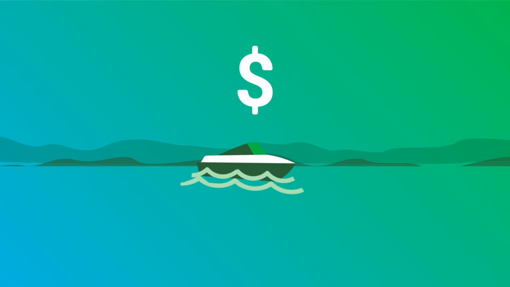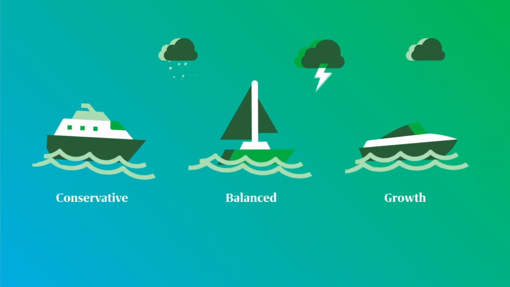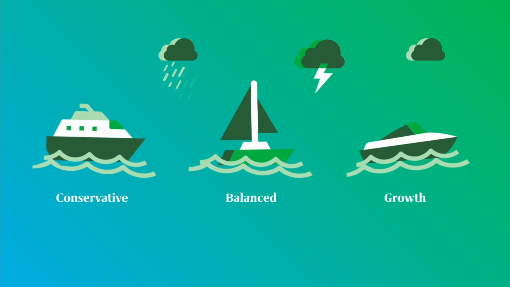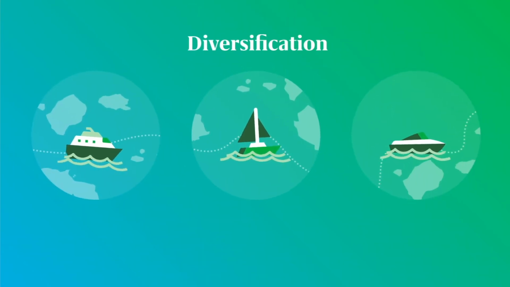There are various ways you can help manage your exposure to risk when investing. No matter what investment mix you choose, there is always some element of risk involved. By spreading or diversifying your investments across different asset classes, you can help manage the level of risk associated with market volatility. This is called diversification.